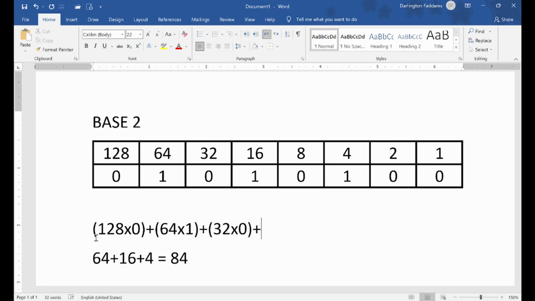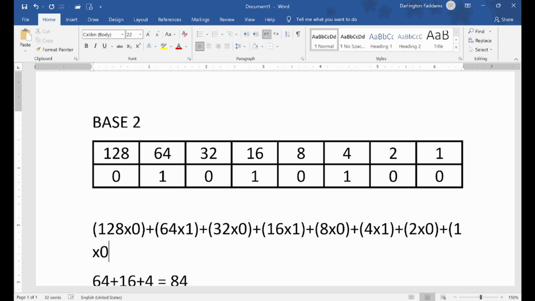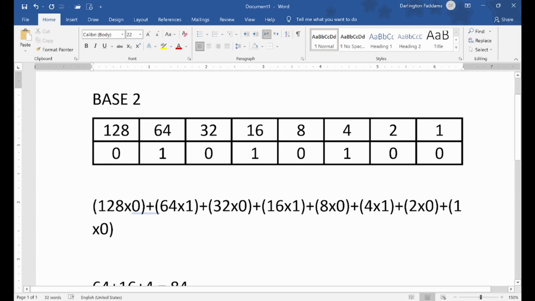plus 16 times what is under it, plus 8 times what? Plus 4 times what? Plus 2 times what? Plus 1 times what? This is the actual formula. This is what you are supposed to do.